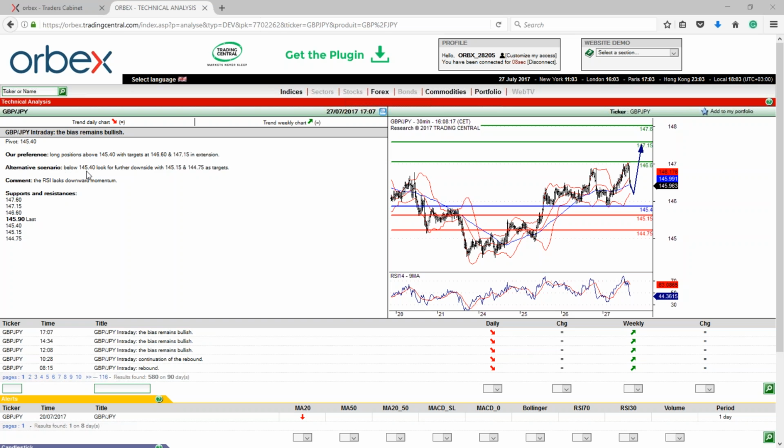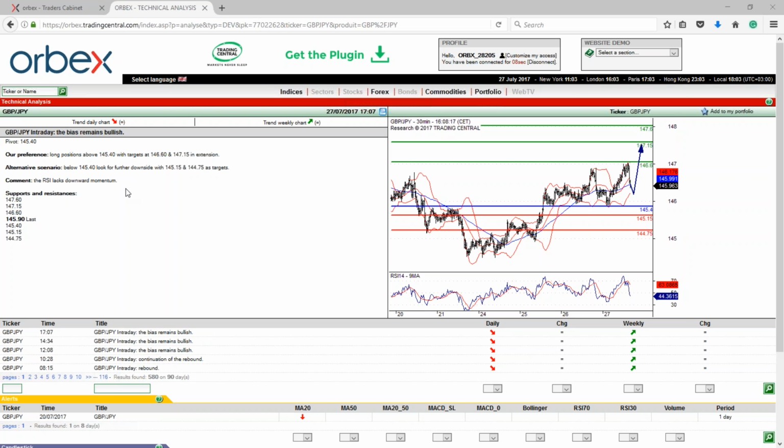This is Trading Central's invalidation point. They're telling you to remain bullish above 145.40. However, if the market breaks below 145.40, then that view shifts to a bearish view, and you should be looking for downside targets at 145.15 and 144.75. Now, just below that, you can see that we also get a comment.